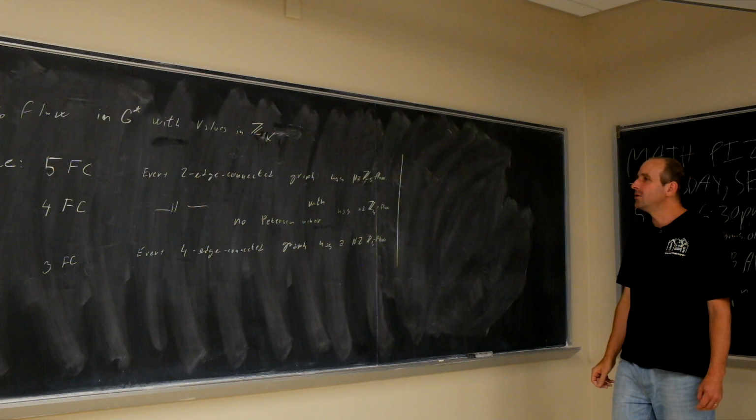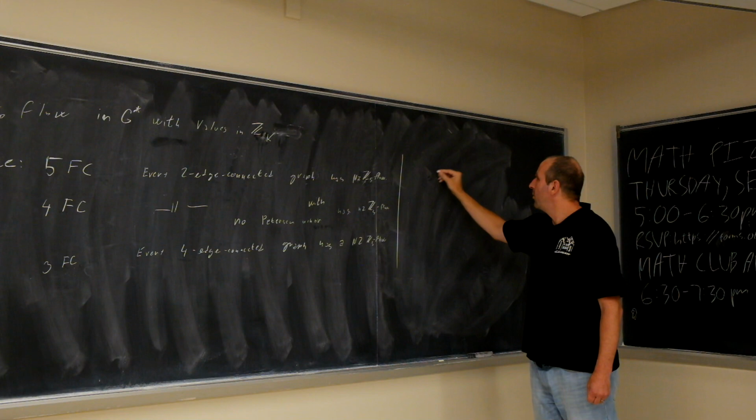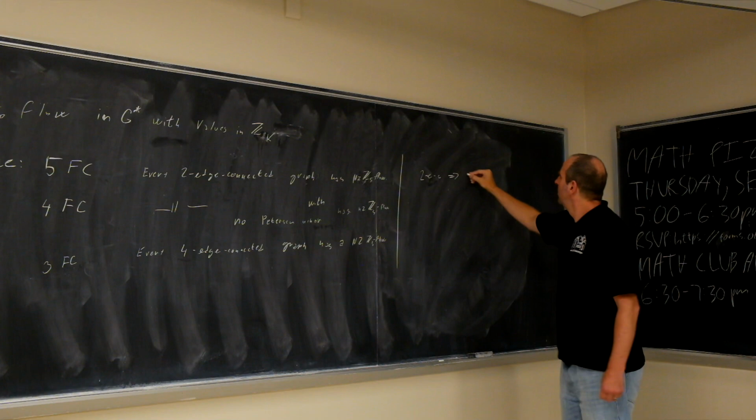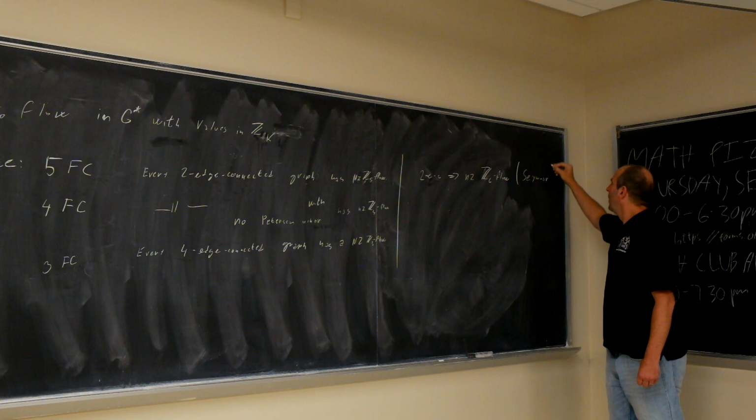What is known is that two edge connected graphs all have nowhere zero Z6 flows, by Seymour, but there are now a couple of different proofs of this fact.